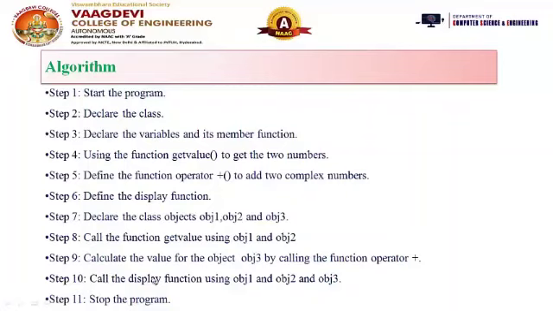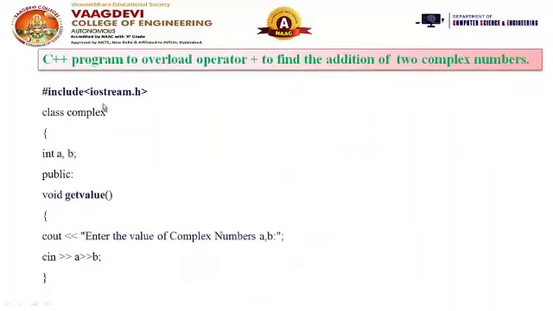Now let's see a program to demonstrate operator overloading. The C++ program begins with #include iostream.h. It is a predefined library file. The header file iostream should be included at the beginning of all C++ programs that use input-output statements.